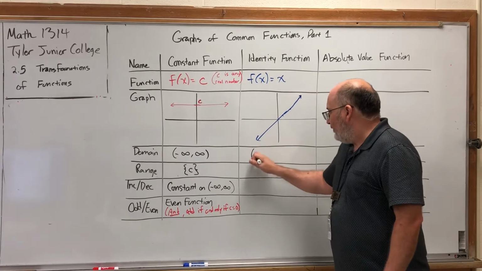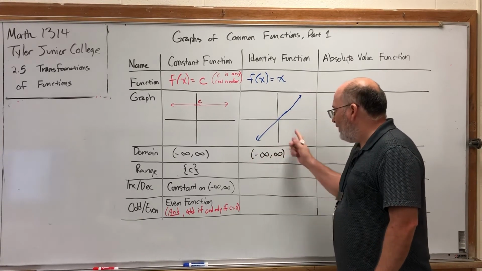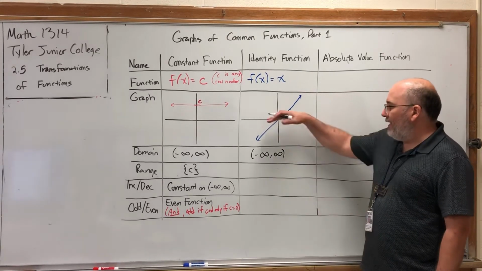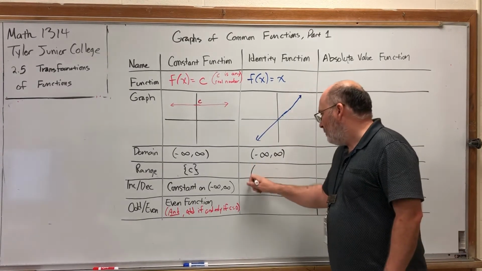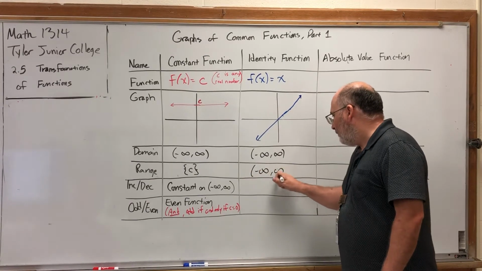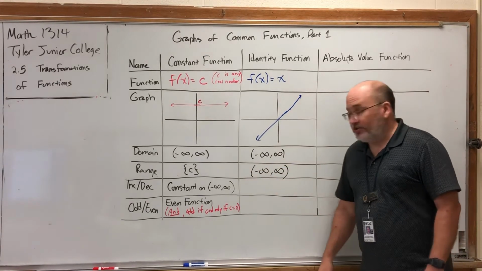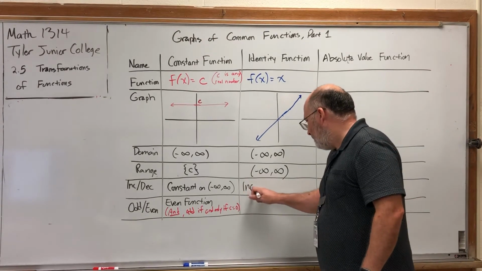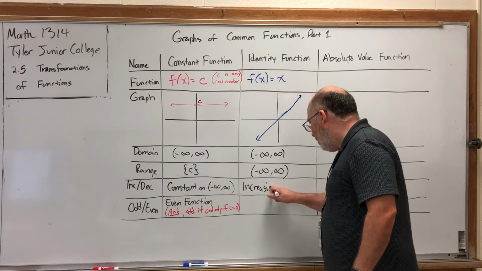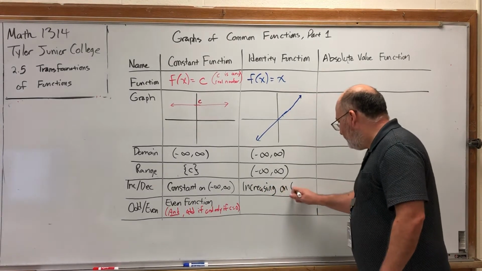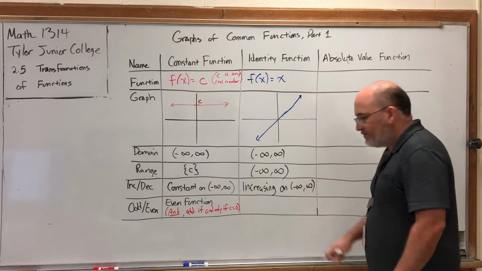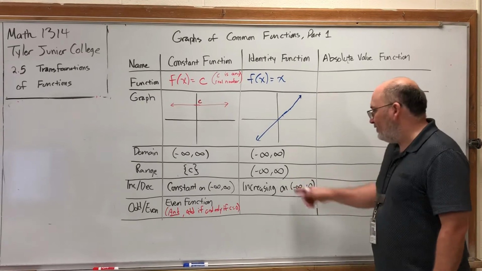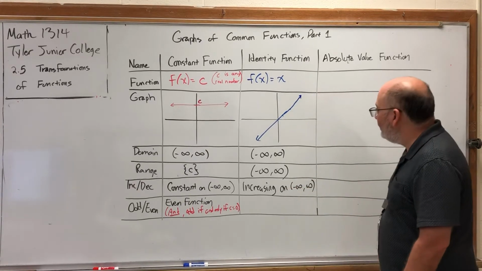The domain is negative infinity to infinity, because this graph goes forever to the left and forever to the right. For the range, you ask yourself how low and how high. Well, just like the domain, it goes forever down and forever up. So the range is also all real numbers, negative infinity to infinity. This graph is increasing, and it's increasing on its entire domain. The reason I'm specifying that is that we will have some graphs that are increasing on one half and decreasing on the other. So this is for emphasis that it's increasing on the entire graph.